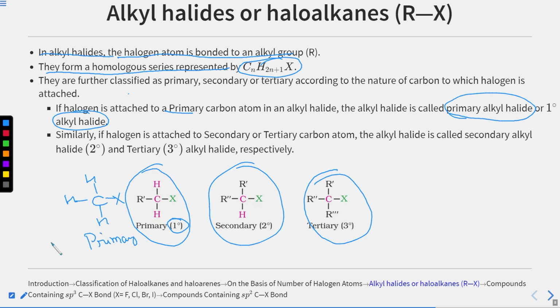There is nothing like 0. Okay, so this will also be put under primary haloalkane. So we have primary, secondary, and tertiary. This is the first basis of classification, in which we classified the haloalkane or alkyl halide on the basis of the number of carbon atoms the carbon is attached to, the carbon which has the halogen. So this is clear. Now we'll see other classifications.